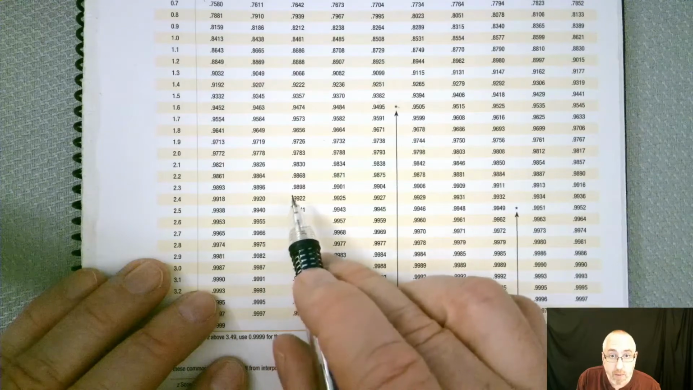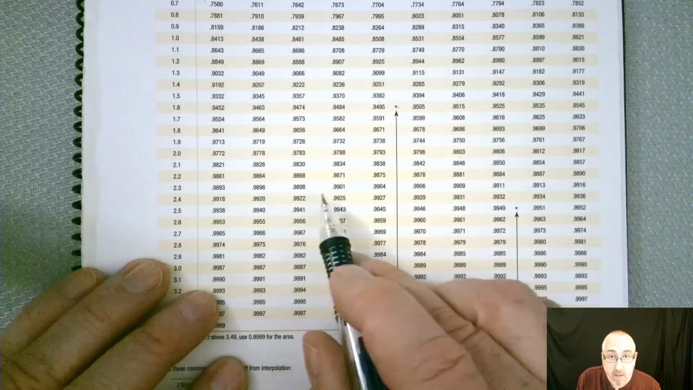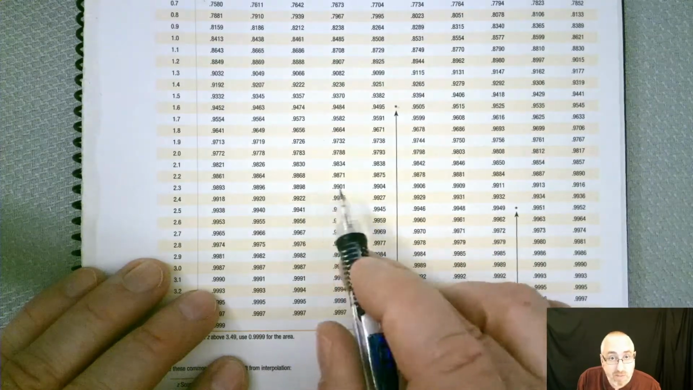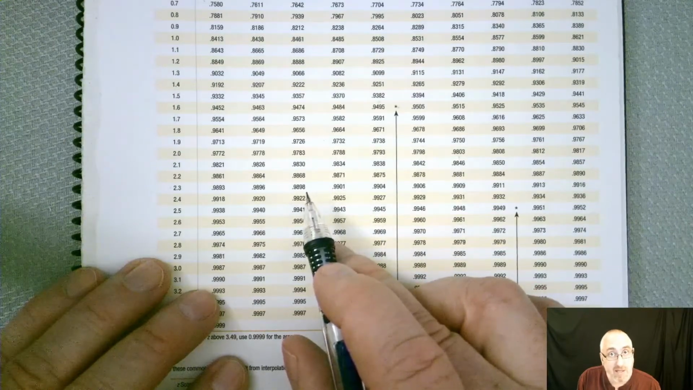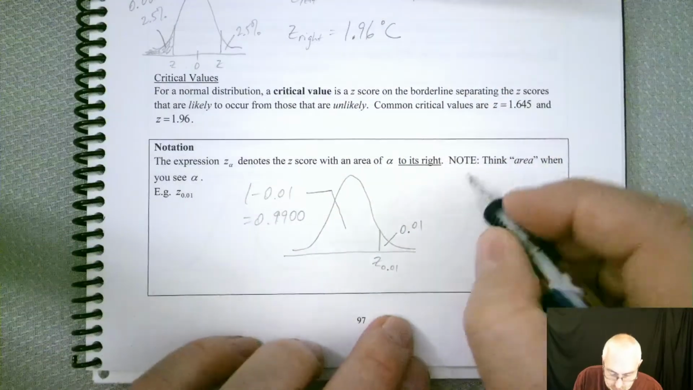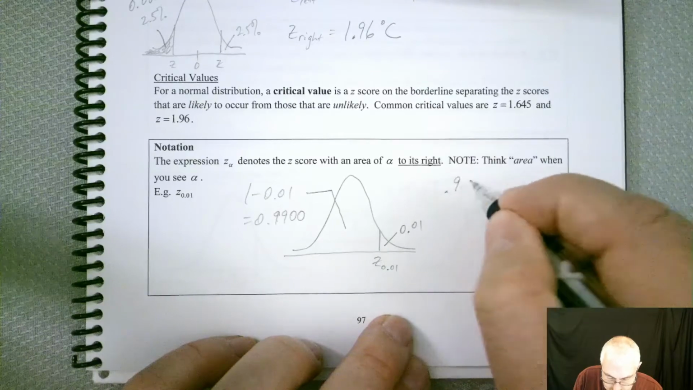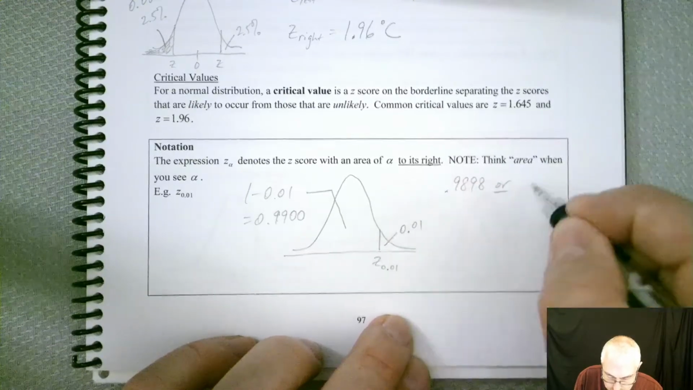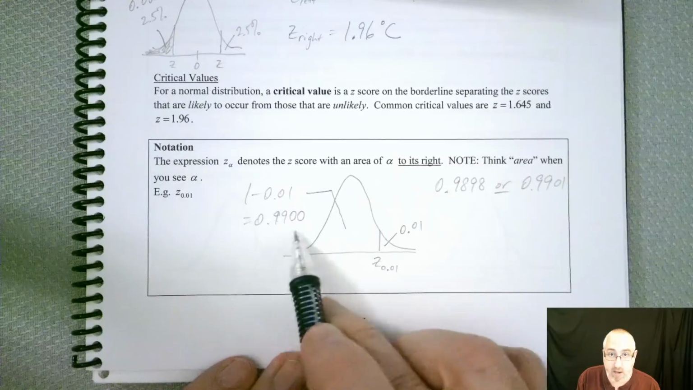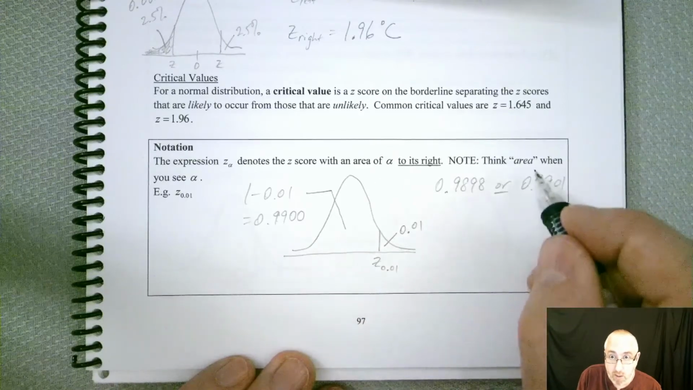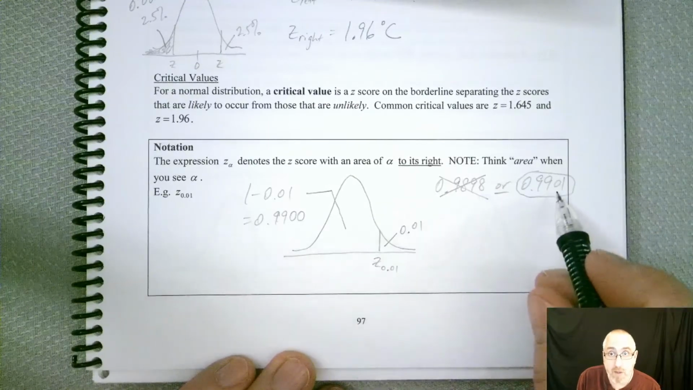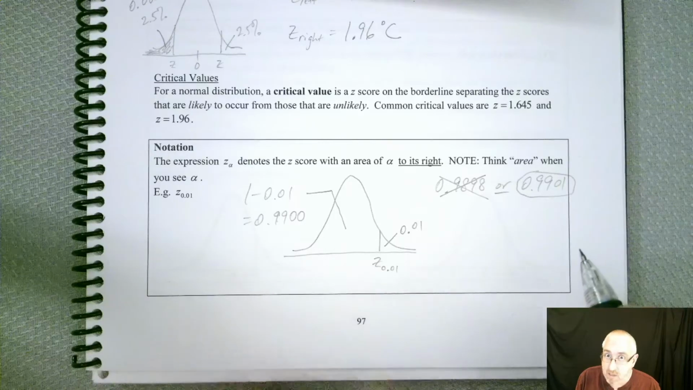Now, 0.9898, 0.9901. Well, 0.9900 is in between these two, but it's definitely going to be a little bit closer to one of them. So let's kind of write all that down. So we got 0.9898 or 0.9901. And like I said, we're trying to get this, so we're going to want to use this one versus this one, because this one's a little bit closer. So we're not going to get it perfect, but it's going to be as close as we can get.